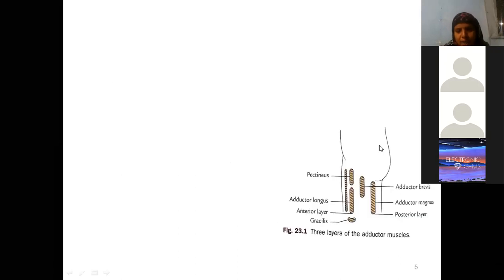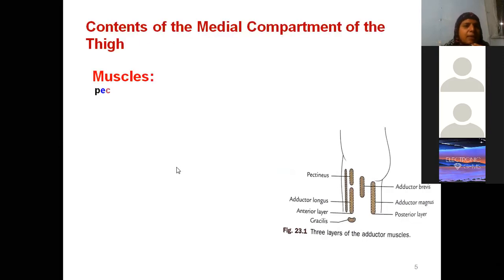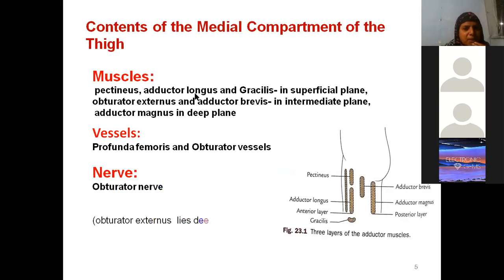Now see here, these are the adductor muscles. So adductor longus we have. Then we have adductor longus, adductor brevis, adductor magnus, pectineus, and gracilis. So these are the muscles we see. We have muscles like pectineus, adductor longus, and gracilis in the superficial plane.